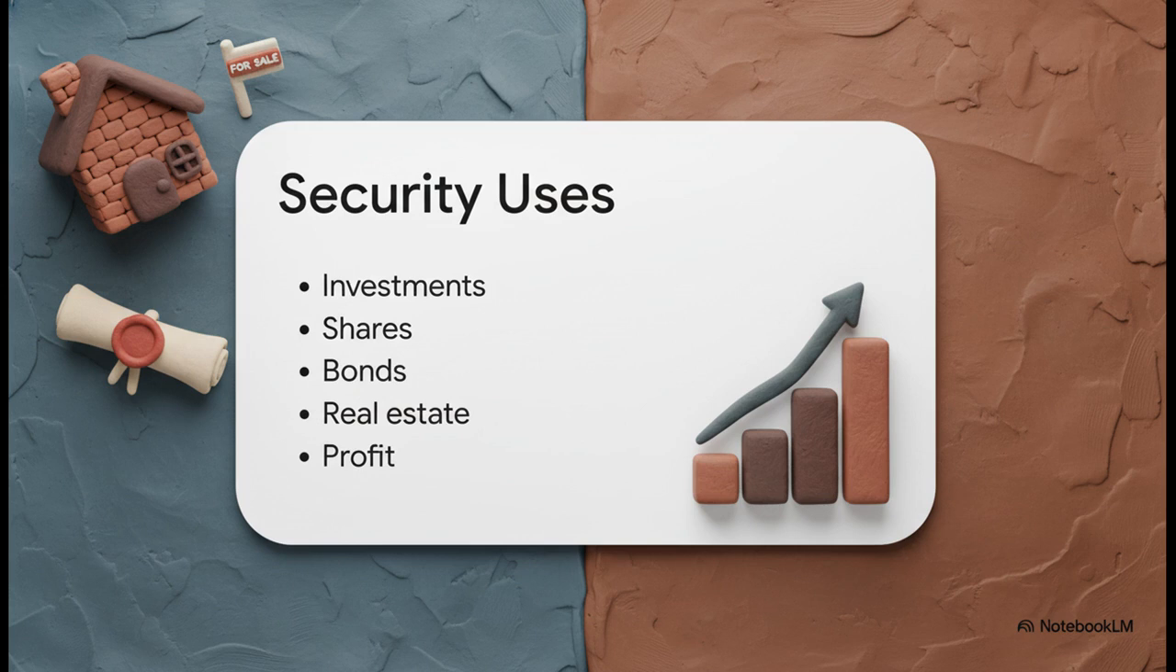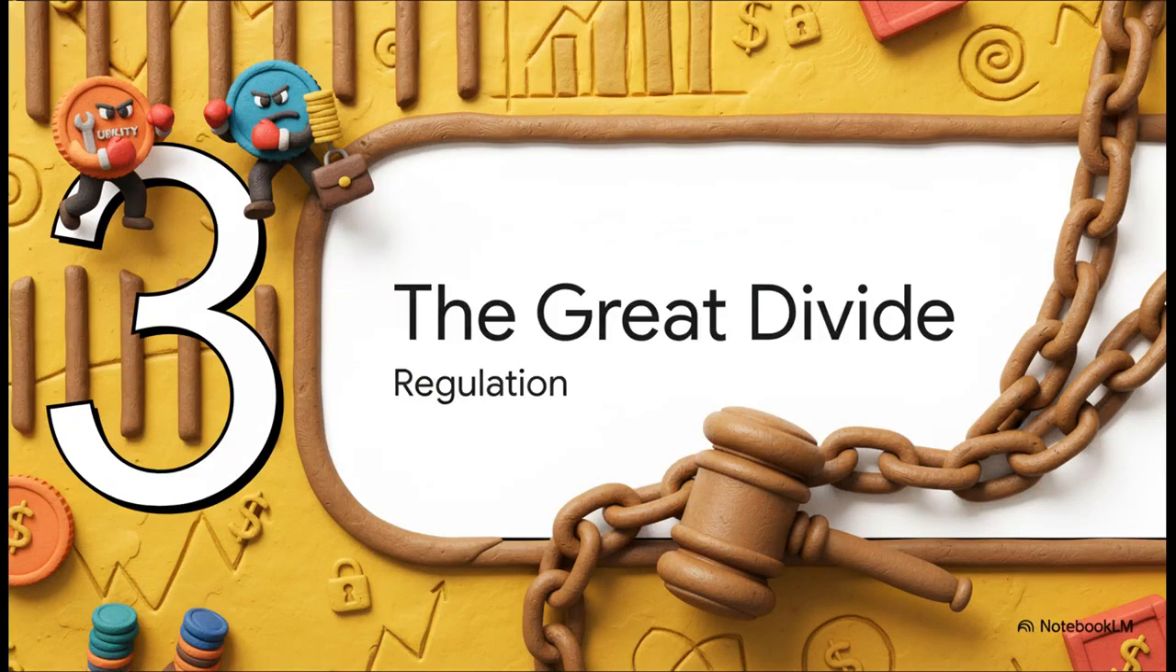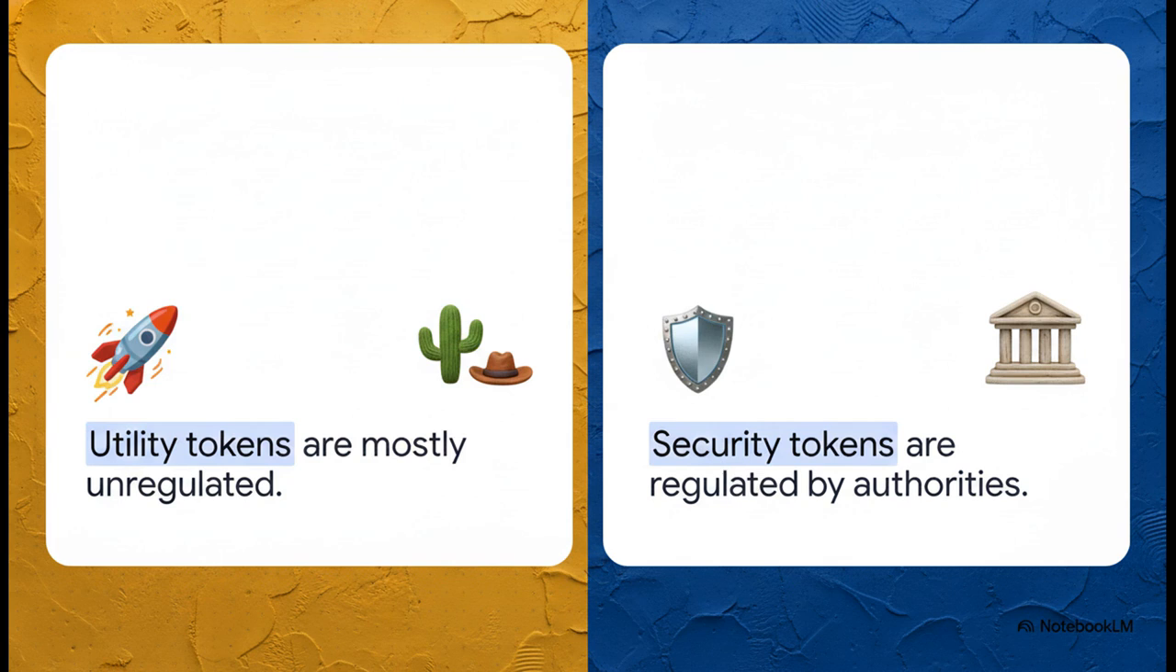Basically, you hold a security token because you're making an investment, plain and simple. All right, Section 3, the Great Divide, and the big R word, regulation. So what happens when these two face off? Just look at this stark contrast.